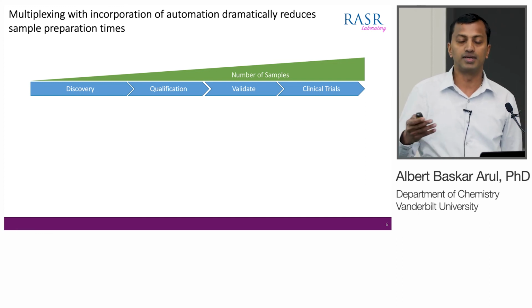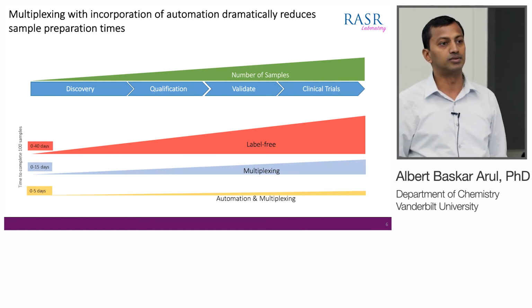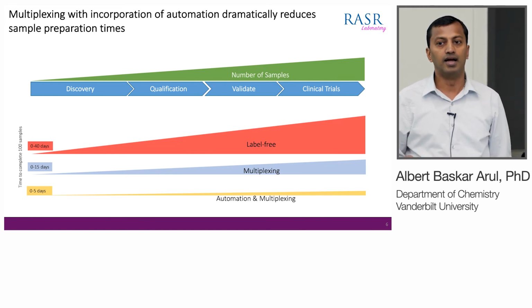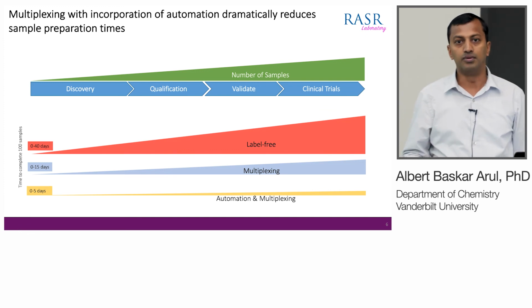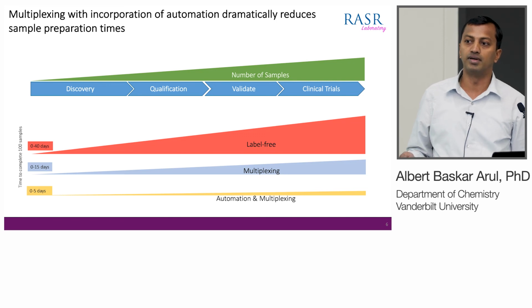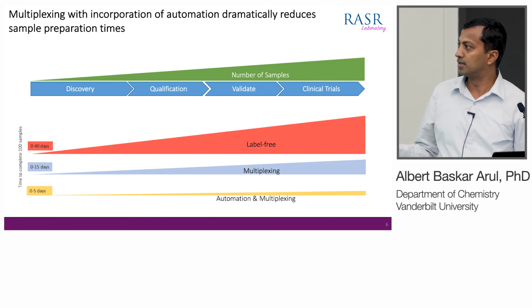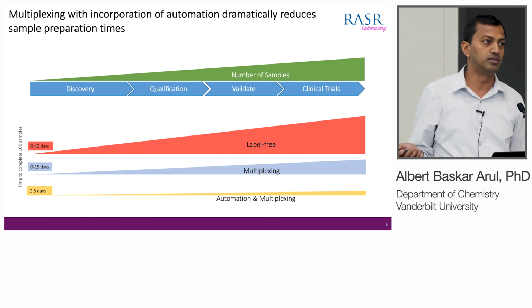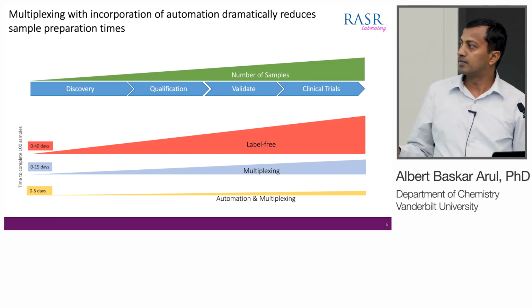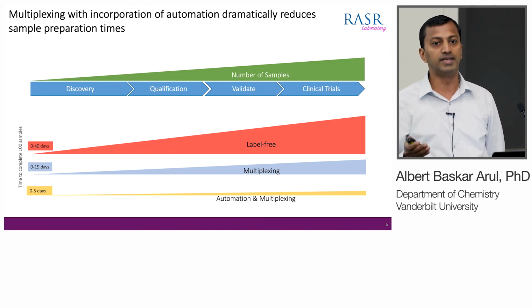If I can give you an example, if you have 100 samples and I do a label-free experiment, it takes me 40 days to complete the experiment using a mass spectrometer and a manual process. With the current multiplexing technologies available in the proteomics field, these 100 samples can be completed in 15 days using multiplexing technologies like TMT or DiLeu. And if I combine automation with multiplexing technology, we can complete the 100 samples in 5 days.